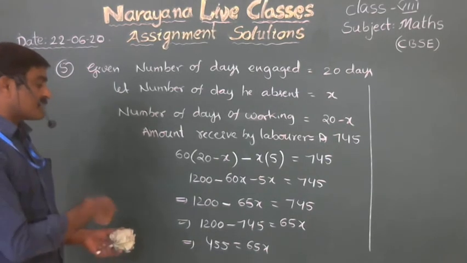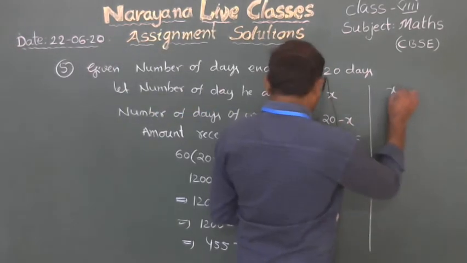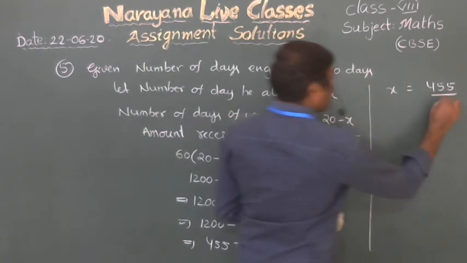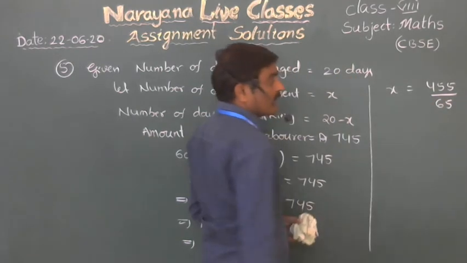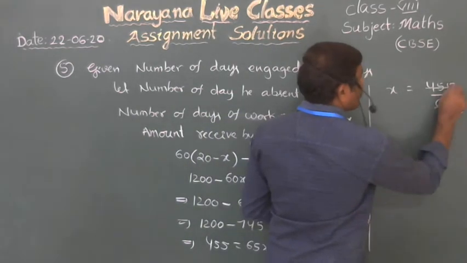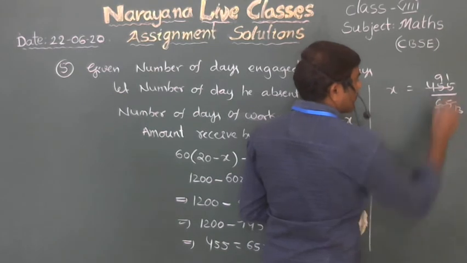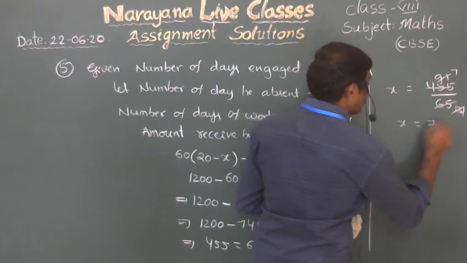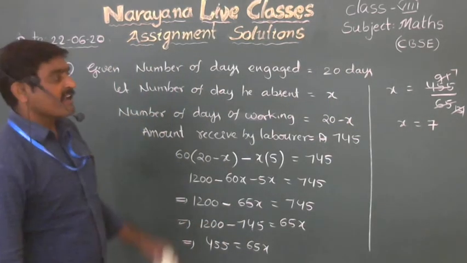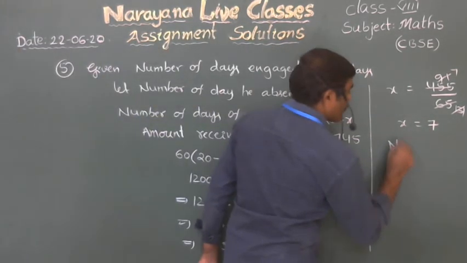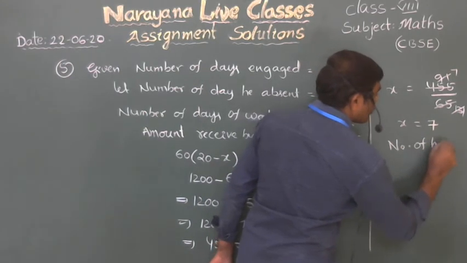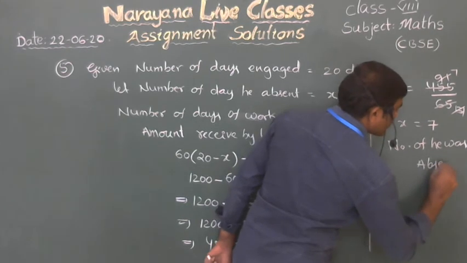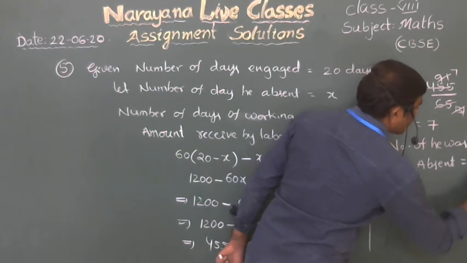Then 65 is multiplied with x, so after transforming to the left side it will be divided. Then x is equal to 455 by 65. Okay, now 5 13s are 65, 5 9s are 45, 13 1s, 13 7s are 91. Then x is equal to 7. So the number of days he was absent is equal to 7 days.